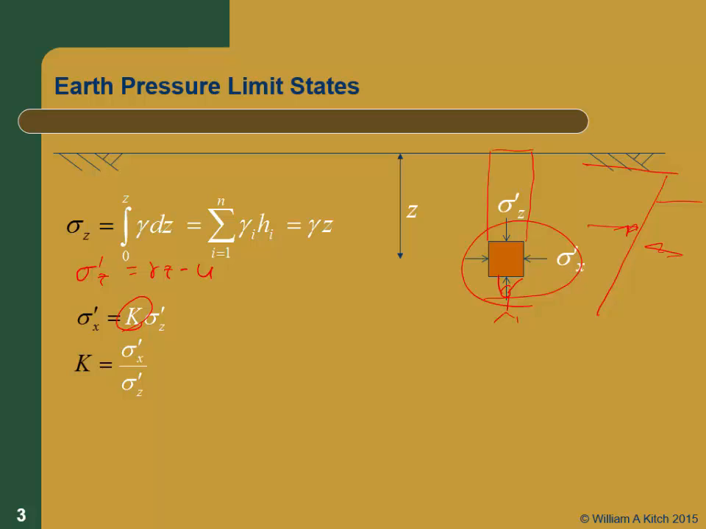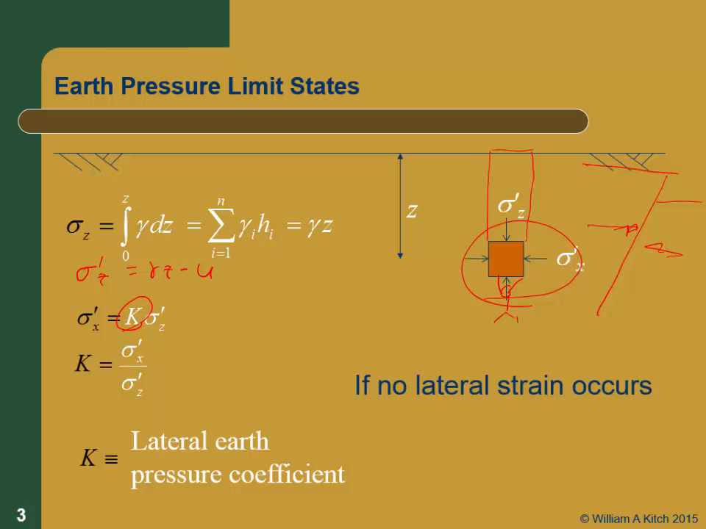We define K as the ratio of the effective horizontal stress to the effective vertical stress. That is, by definition, the coefficient of lateral earth pressure, or the lateral earth pressure coefficient. If there's no lateral strain occurring, then we have K0 conditions, which is what we call the at-rest earth pressure coefficient, or the lateral earth pressure coefficient at rest.